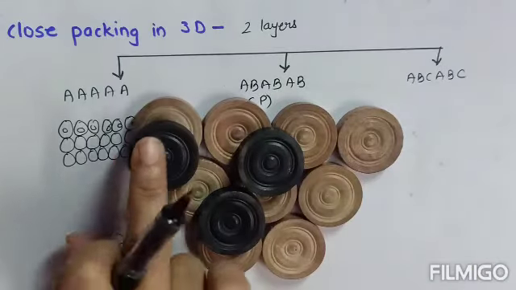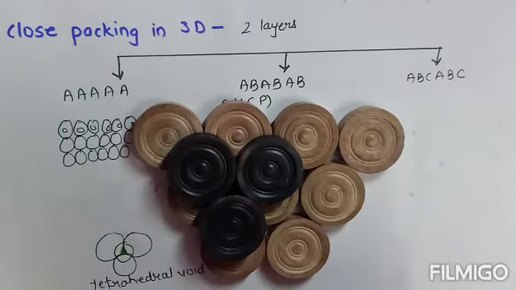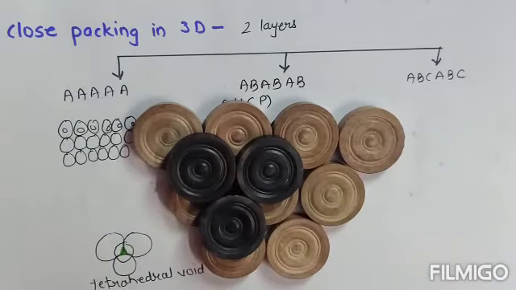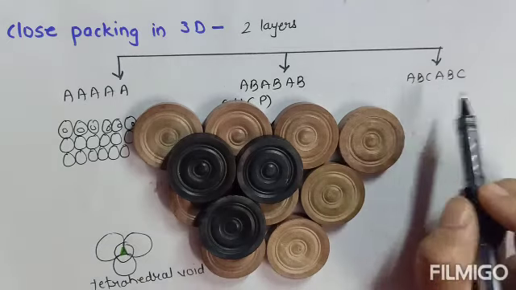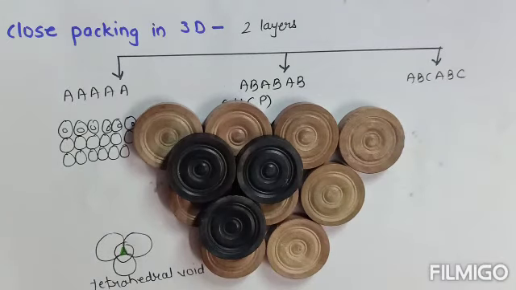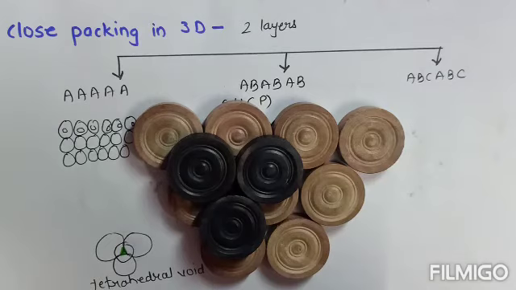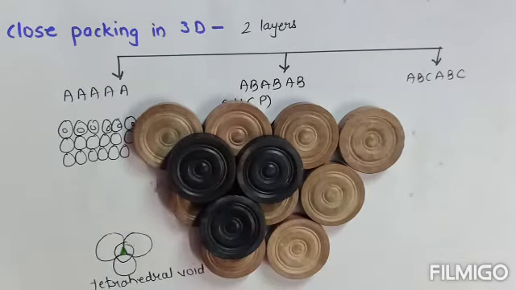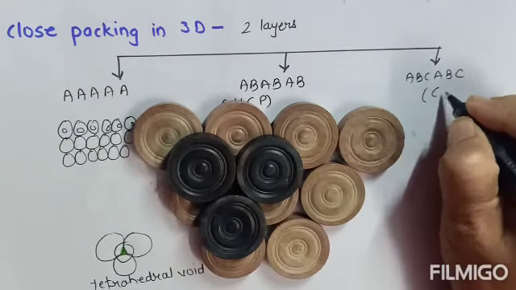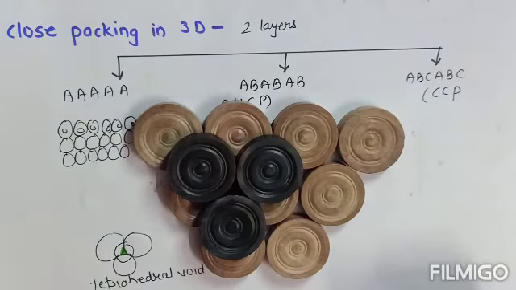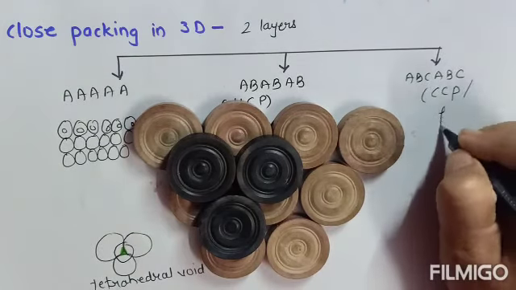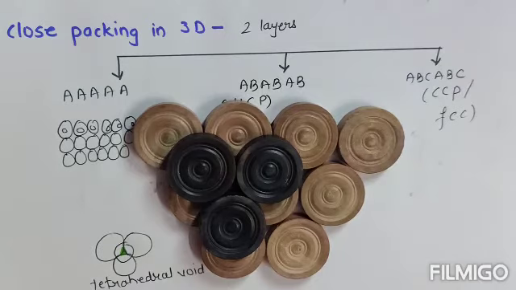So there are 2 types of voids over here, one pointing upward and one pointing downward. Such voids are called octahedral voids, and the arrangement is called ABC type of arrangement. Now this type of arrangement results in cubic close packing, also called CCP or FCC. Okay, let us try to see this diagrammatically.